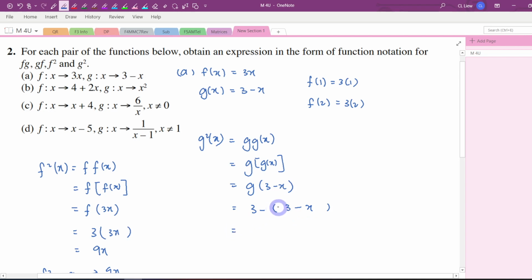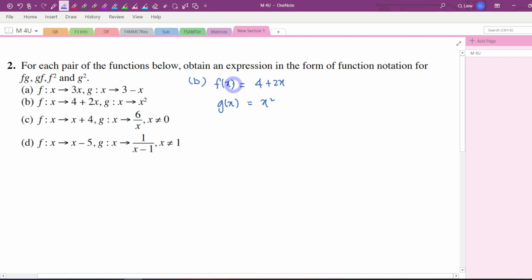Then just open up the parentheses. 3 minus 3 plus x. So the answer will be x. So this is how we get the composite function. Now let me try part B.